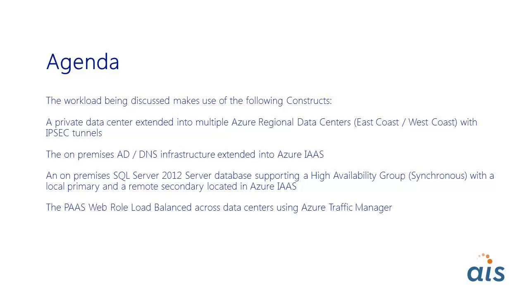The workload being discussed today makes use of the following Azure constructs: a private data center extended into multiple Azure Regional Data Centers, an East Coast and a West Coast DC, with IPSEC tunnels. The on-premises AD DNS infrastructure extended into Azure IaaS. SQL Server 2012 servers configured with the Synchronous High Availability Group. The High Availability Group has a local on-premises primary and a remote secondary located in Azure IaaS. And a Platform as a Service web role, which is load balanced across data centers using Azure Traffic Manager.